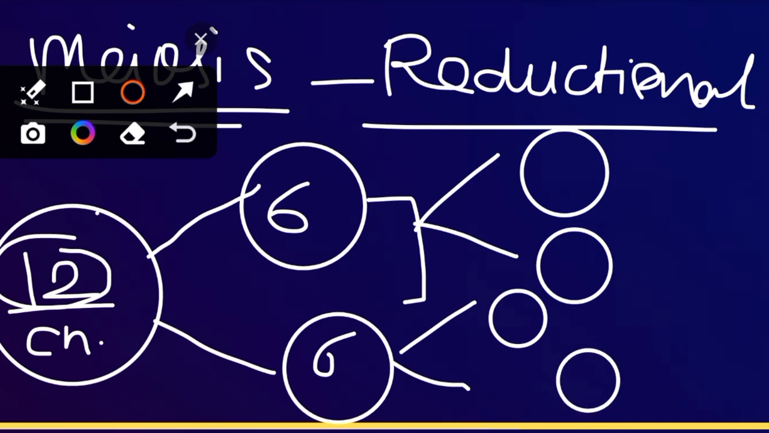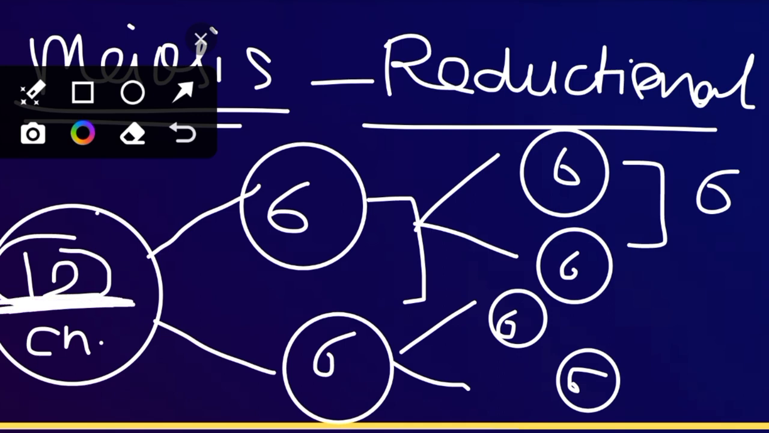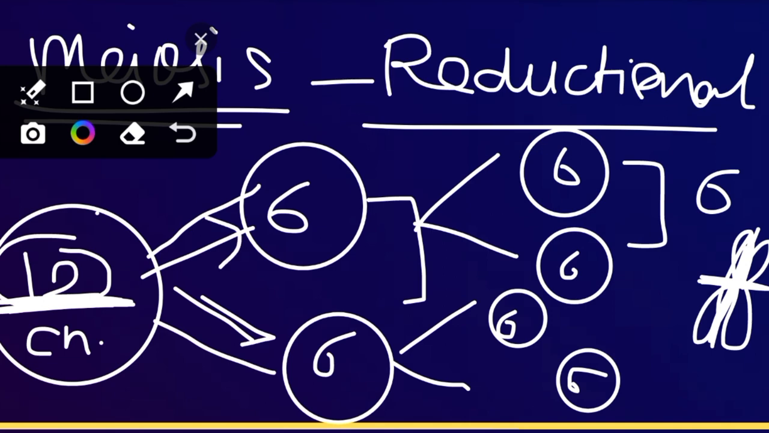Each one will get 6. Here 6, here 6, it will get 6. So it is a reductional method. Here 12 chromosomes are divided into 6 each. So therefore reduction is there, because it is divided. This 12 is not given as it is, it is divided. A chromosome looks like this, and it breaks, and gives 6 to each and every cell, and they always form 4 daughter cells.